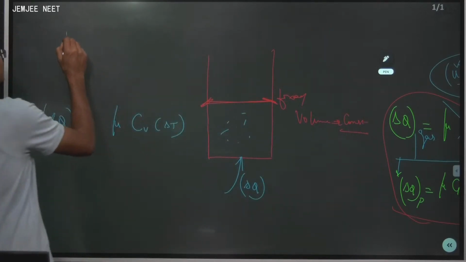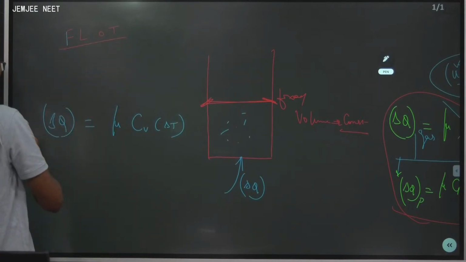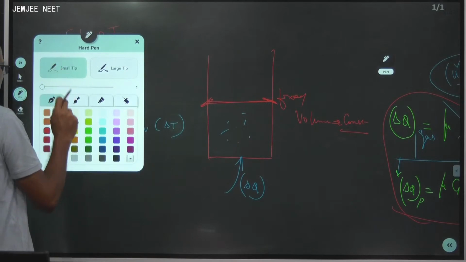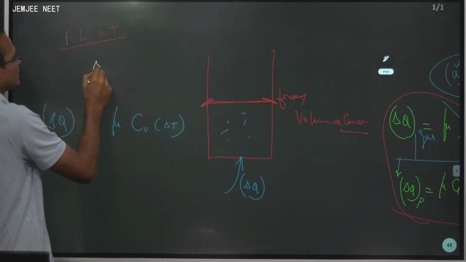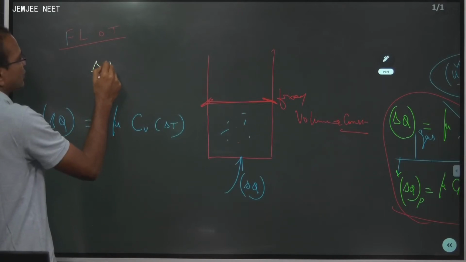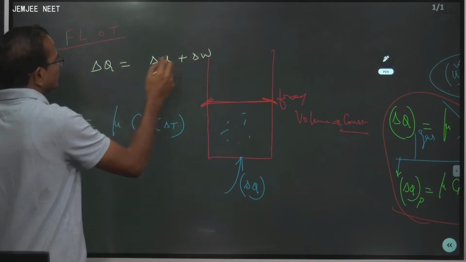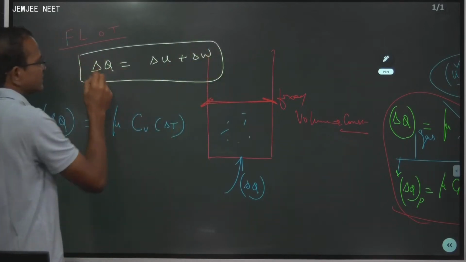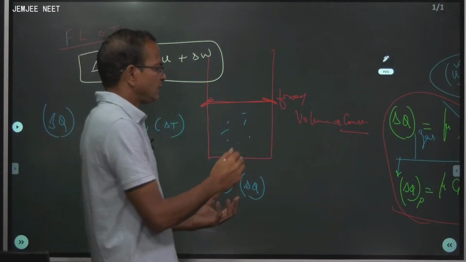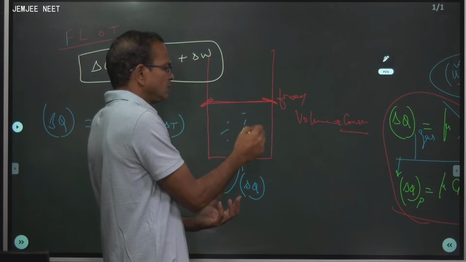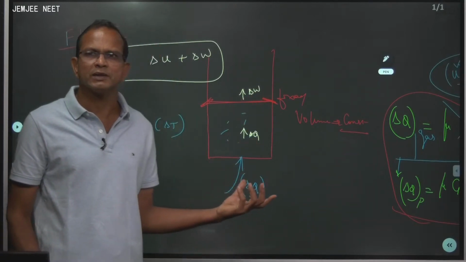According to the first law of thermodynamics, delta Q is equal to delta U plus delta W. Heat that you supply to the system is made use of for two purposes. Number one, it can increase the internal energy. Number two, it can do external work. Both the possibilities are open.